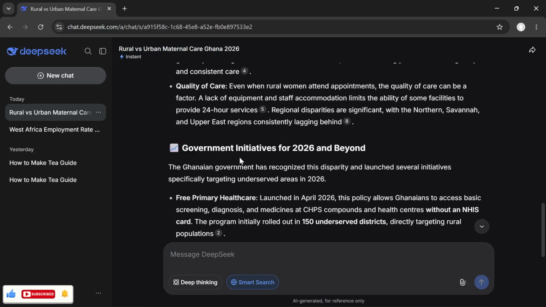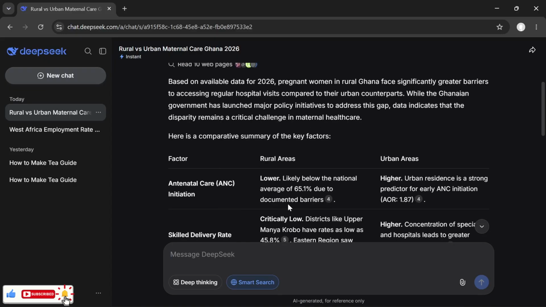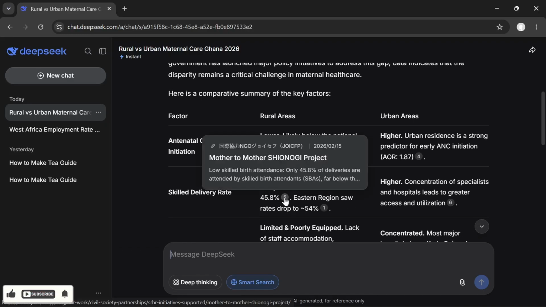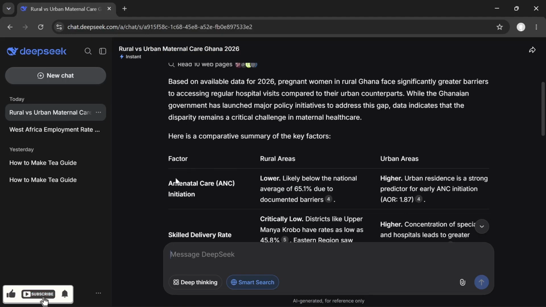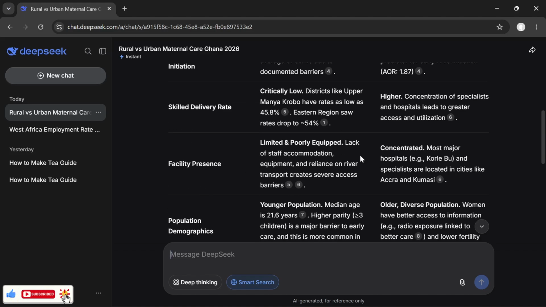Excellent. So if you look at this now, you see a very detailed comparative summary presented here in facts and figures. You even have the sources here for you to look at if you want to read more about it. So this is what this does for you. See the factor they are analyzing here, and then you see the comparison here. Skilled delivery rate, you see all of this here. Facility presence, you see it here.